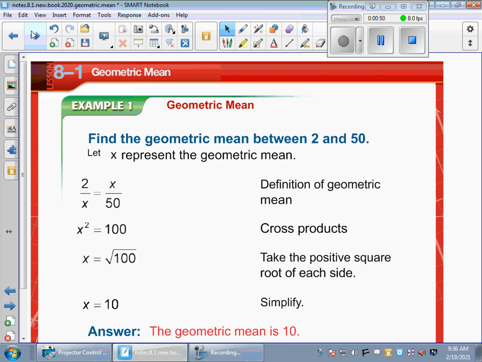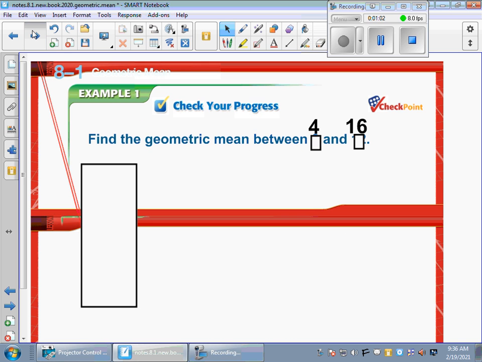This one right here, we want to find the geometric mean between 2 and 50. Put 2 here, 50 here. You match up your x's. So you have x squared equals 100. Take the square root of 100 and you get 10.